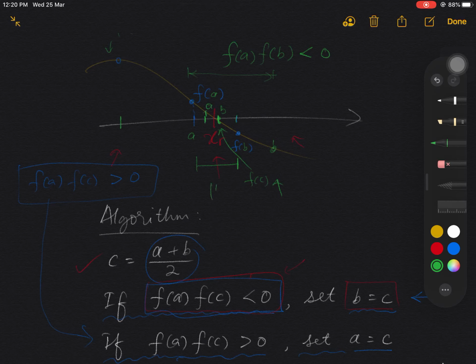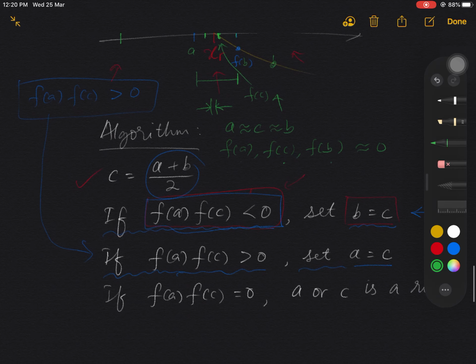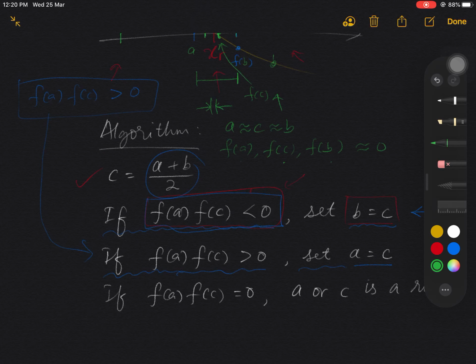And then finally the brackets become very tiny such that finally we can say that A is very close to C and very close to B. So if one of the FA, FC, or FB is very close to 0, we can conclude that one of them is the root. Okay, so that is how we execute the algorithm for the bisection method. So again, the bisection method requires a bracket like A and B.